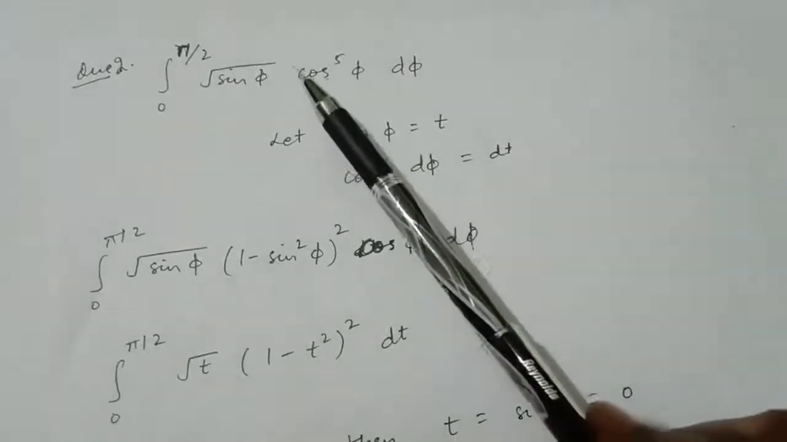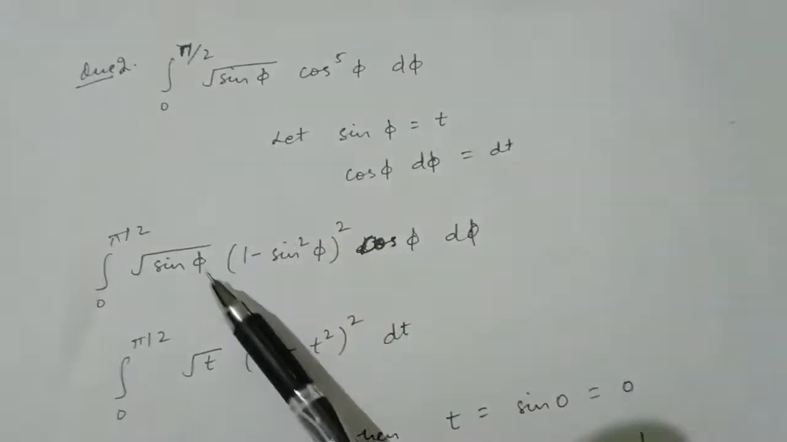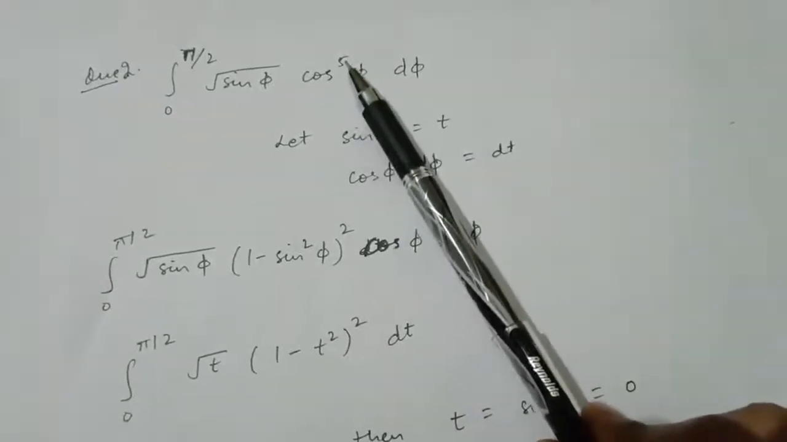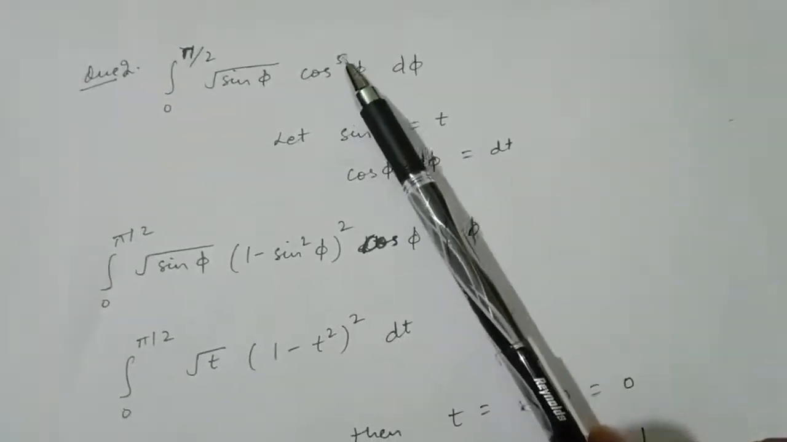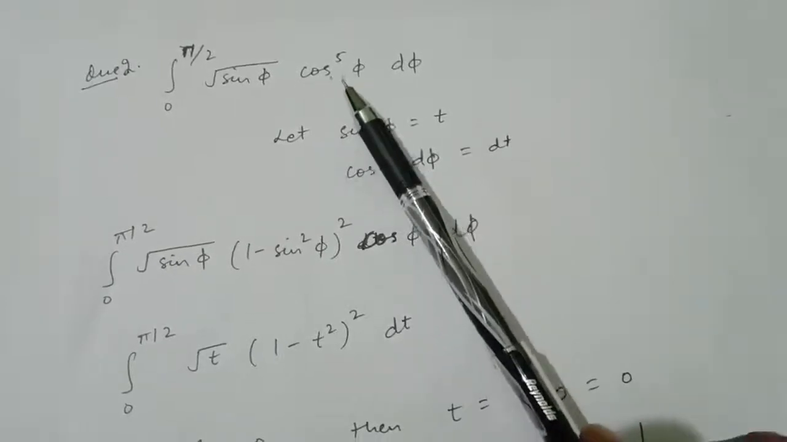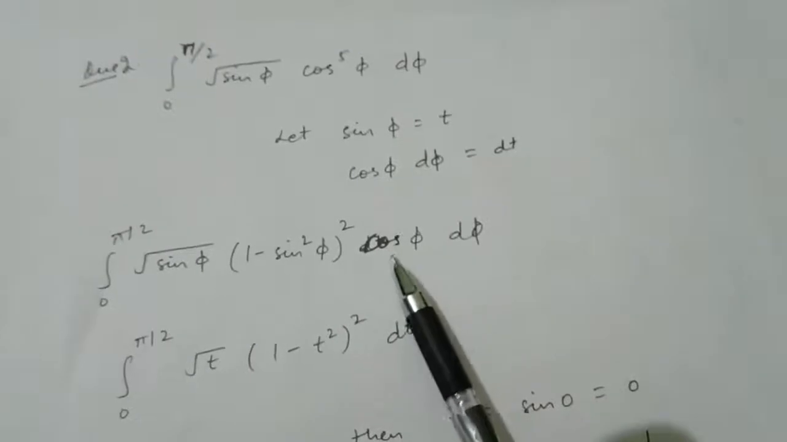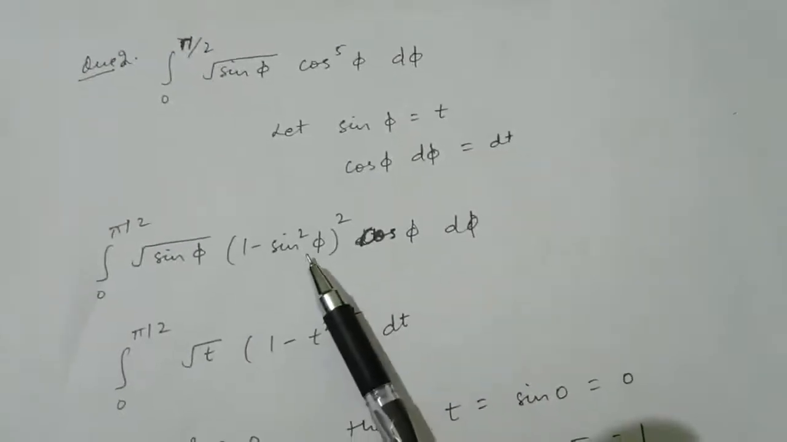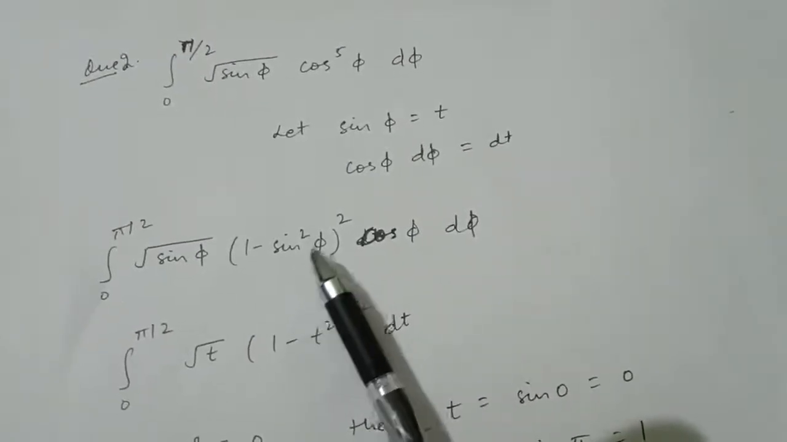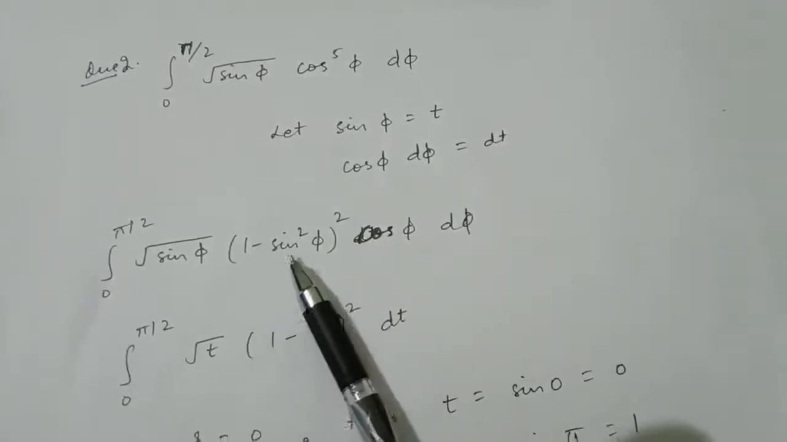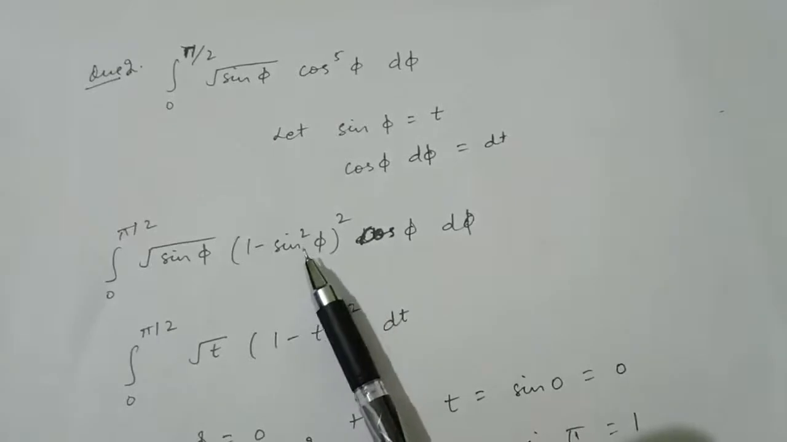Now see, this integral can be written as root sin phi as it is. This is cos phi raised to the power 5, which can be written as cos phi raised to the power 4 into cos phi, and the cos phi raised to the power 4 can be written as cos square phi whole square, and the cos square phi can be written as 1 minus sin square phi, right? Why are we doing this?